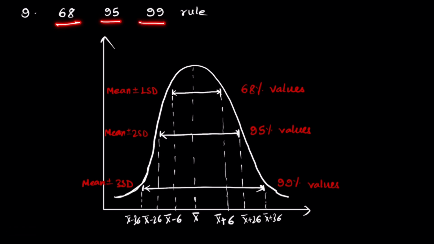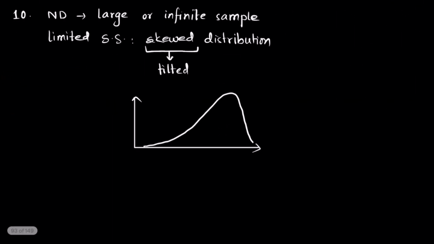There's your 68, 95, 99 rule, which says that mean plus minus 1 standard deviation incorporates 68% of the values, mean plus minus 2 standard deviation incorporates 95% of the values, and mean plus minus 3 standard deviation incorporates 99% of the values.